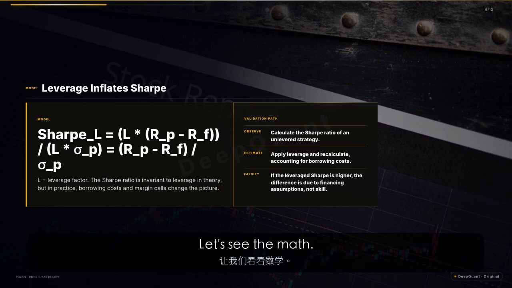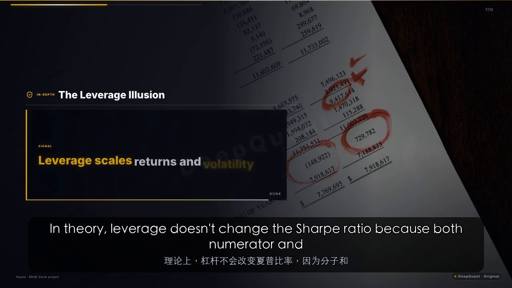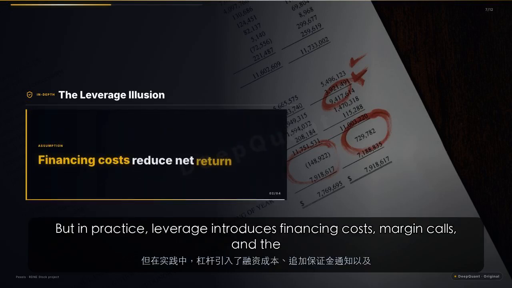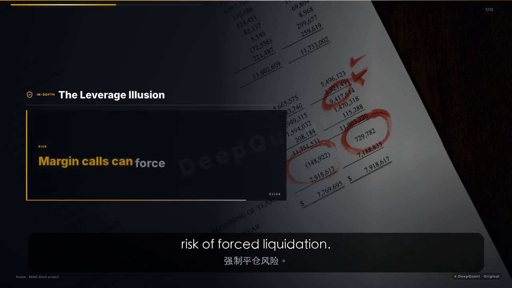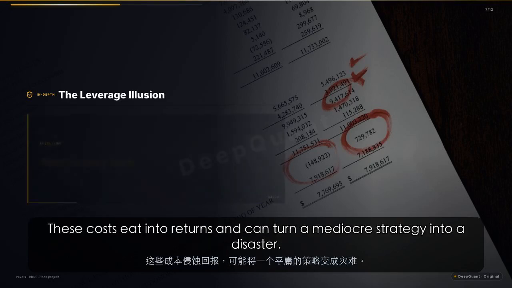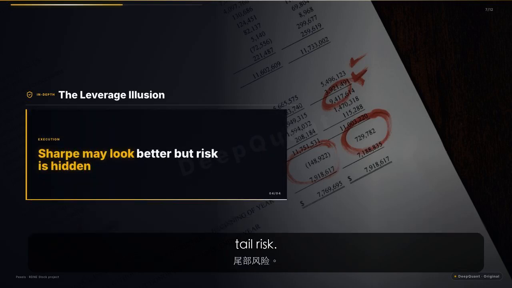Let's see the math. In theory, leverage doesn't change the Sharpe ratio because both numerator and denominator scale equally. But in practice, leverage introduces financing costs, margin calls, and the risk of forced liquidation. These costs eat into returns and can turn a mediocre strategy into a disaster. The Sharpe ratio you see after leverage is often an illusion, hiding the true tail risk.